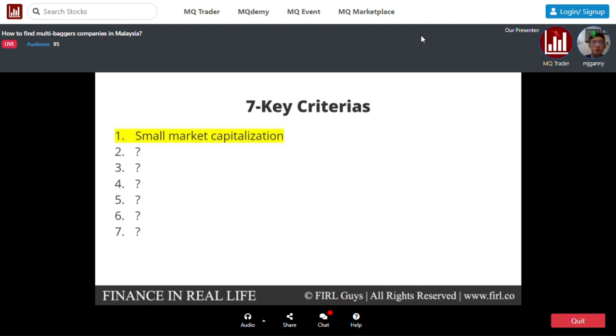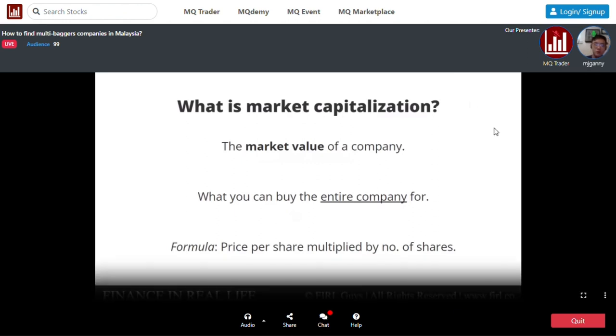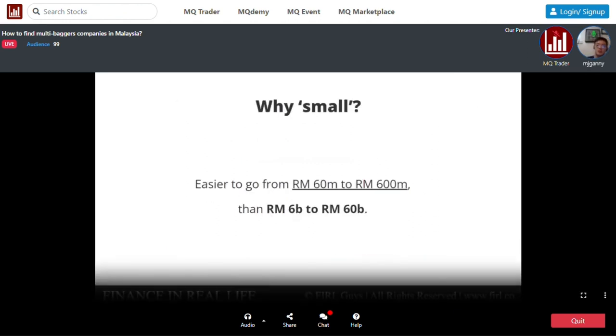For those who are not aware, market capitalization is how much you can buy the entire company for, or the market value of the company. So the way we come about this is not just by looking at the share price. You cannot say the share price is 20 ringgit means it's expensive, 20 cent means it's cheap. Market cap is really price per share multiplied by the number of shares. So if you have 100 shares, and each share is worth $1, the market capitalization is $100, meaning the entire company, you can buy it for $100. So you want it to have a small market capitalization.